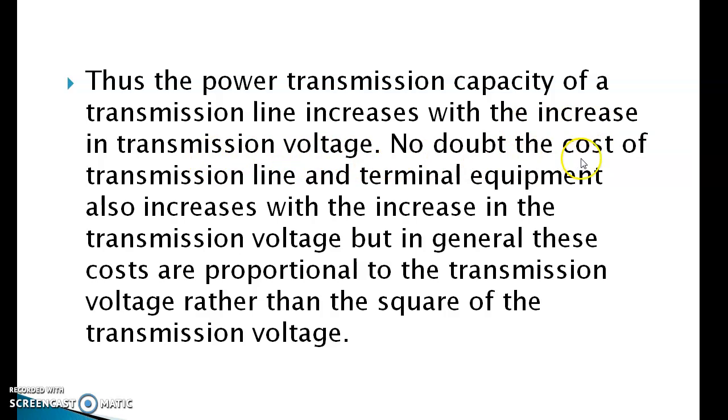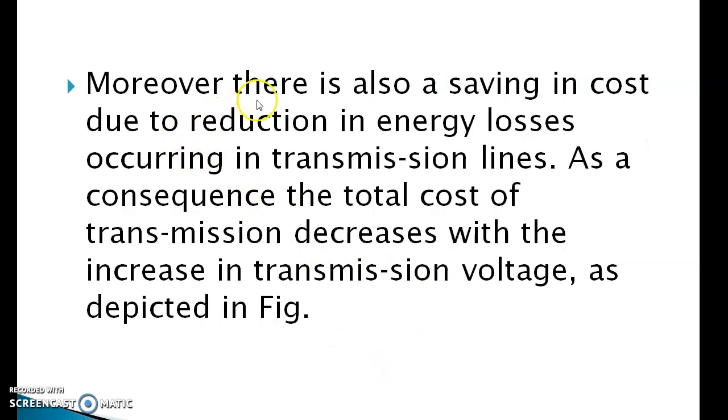No doubt, the cost of transmission line and terminal equipment also increases with increase in transmission voltage. But in general, these costs are proportional to transmission voltage rather than the square of the transmission voltage. Moreover, there is also a saving in cost due to reduction in energy losses occurring in the transmission lines. As a consequence, the total cost of transmission decreases with increase in transmission voltage, as depicted.